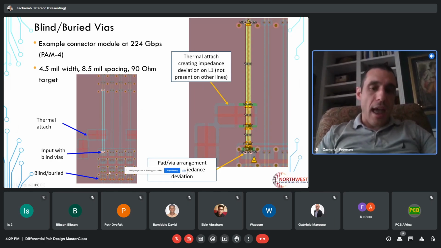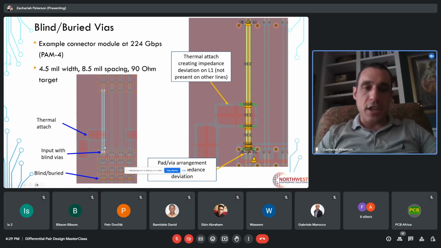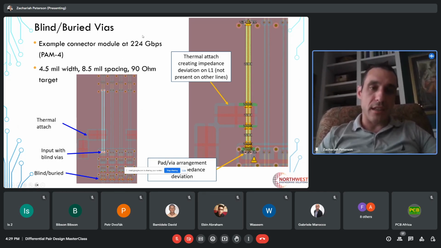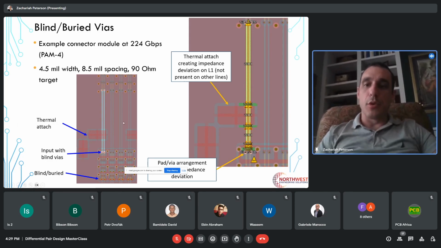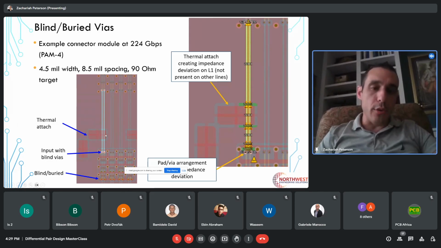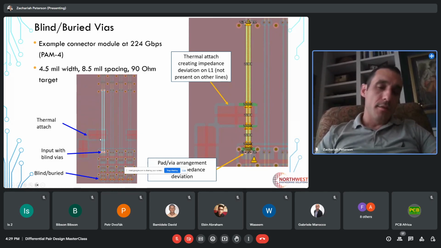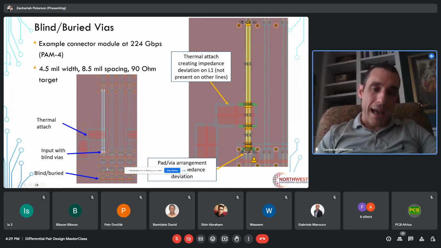So here I have the connector module that's been designed down here. I then put the complementary connector module at the load end, just as an example. And then here we're looking at what happens when we route below this thermal attach pad on layer 2 for our connector module. So the connector module attaches to these two pads. We want to route below that. And then what happens also when we route on an inner layer when we're not below this thermal attach module.